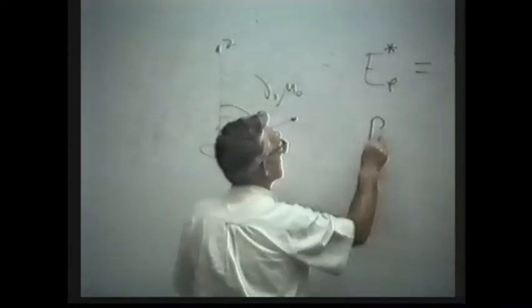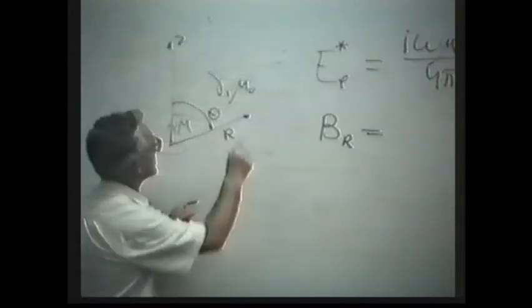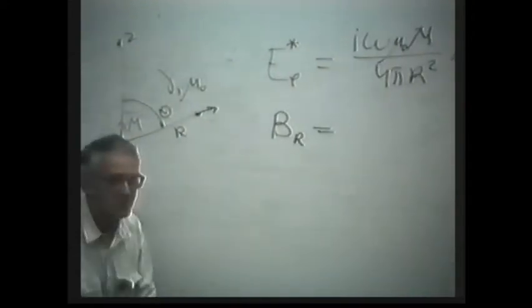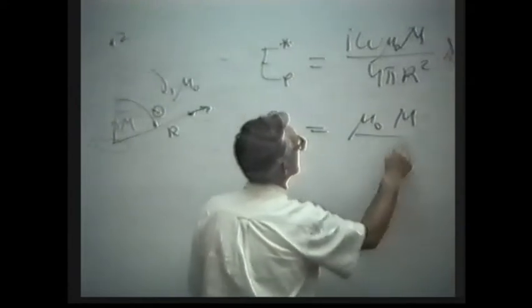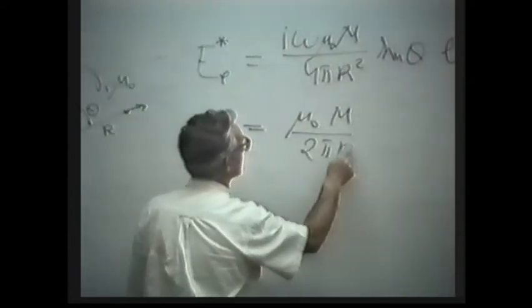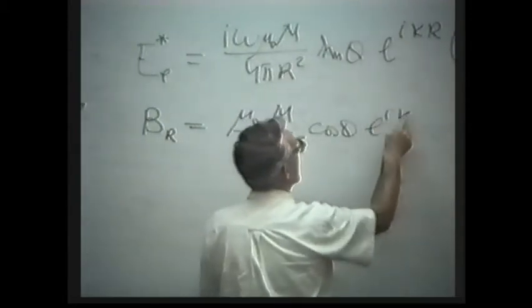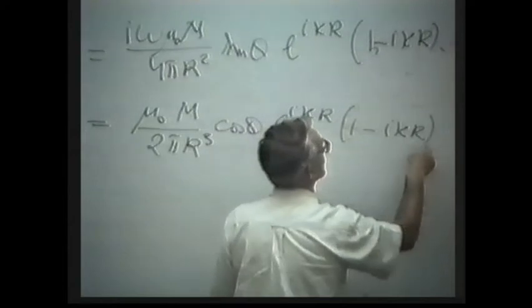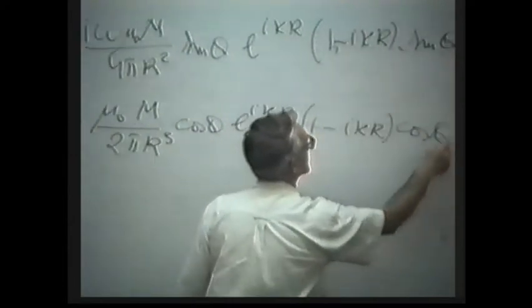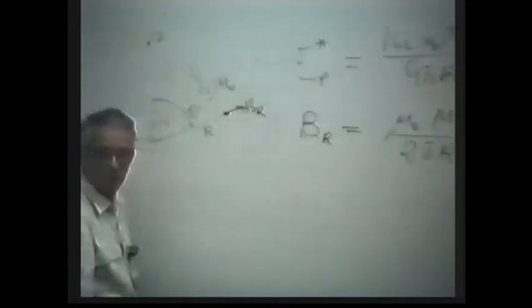Now, there is the radial component of magnetic field. It's equal to mu naught m over 2 pi r cubed, cosine theta e to the minus ikr. Again the same expression, only cosine theta. So that's the radial component of the magnetic field.